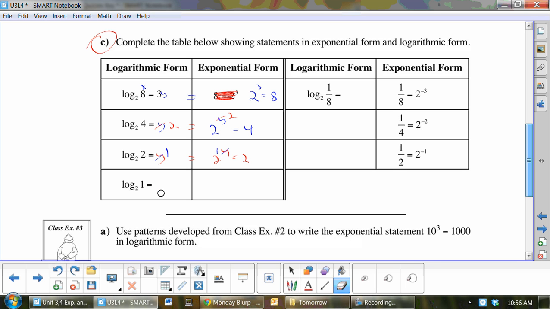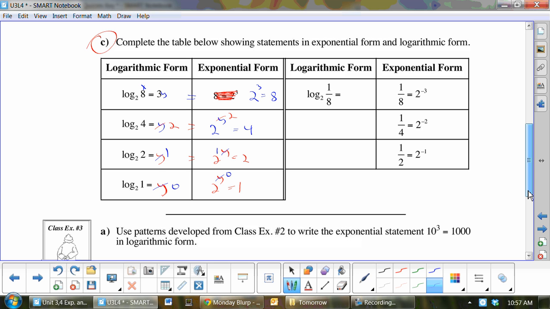Continue doing these in red, okay? So my new form would be 2 to the y equals 1. What do you think y would equal? 0. And if you put that in your calculator, which you don't really get to use today, you'd be able to solve these.